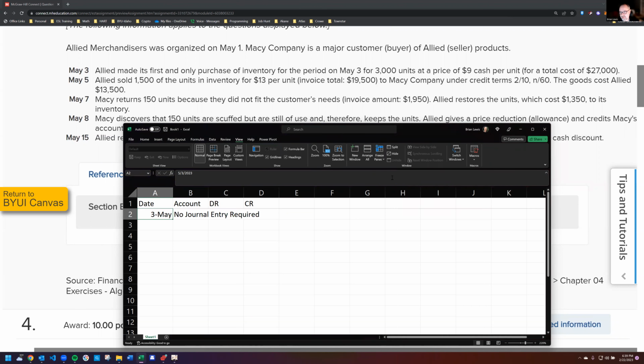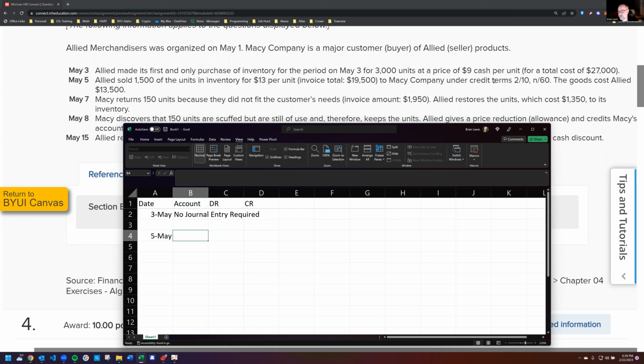Allied sold 1,500 of the units in inventory, 1,500 of these 3,000. Okay, that's cool. For $13 per unit, invoice total of $19,500 to Macy Company. So Macy bought 1,500 units at $13 a piece from Allied under the credit terms. Now, this is probably something you're going to have to remember, because there's probably going to be something later that goes over this. 2/10, net 60. So that means 2% discount if paid within 10 days of the invoiced amount, or the purchase date. Otherwise, the net amount is due in 60 days.